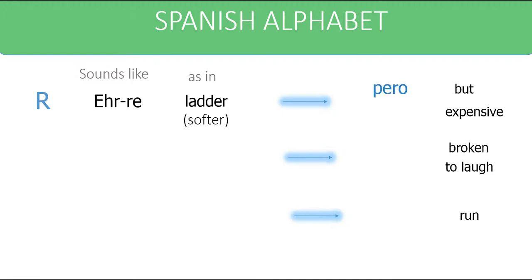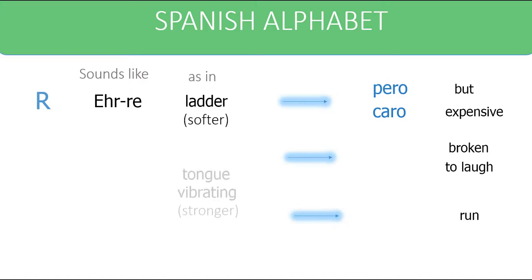For example, the word pero means but. Another example would be the word caro. Caro means expensive. And notice how the letter R doesn't sound like the English R. It's not pero or caro, it's pero. Pero. Or caro. So it's more similar to the one in ladder. It's really close but not the same.